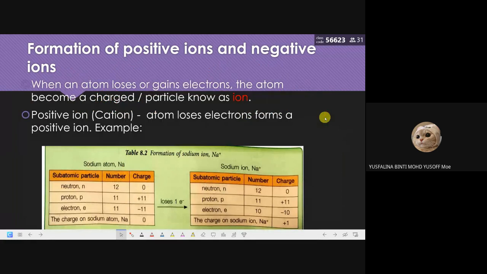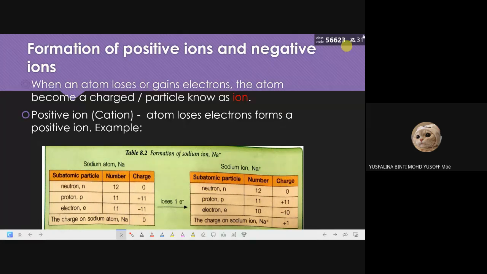So when an atom loses or gains electrons, the atom becomes a charged particle known as an ion. So any atom that loses or receives an electron will become a charged particle, and that charged particle we call an ion. So this one we already discussed. The positive ion means it loses the electron.